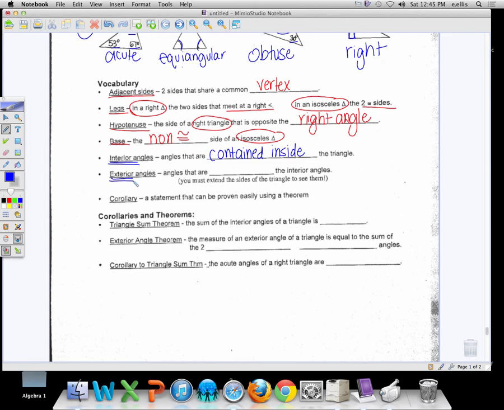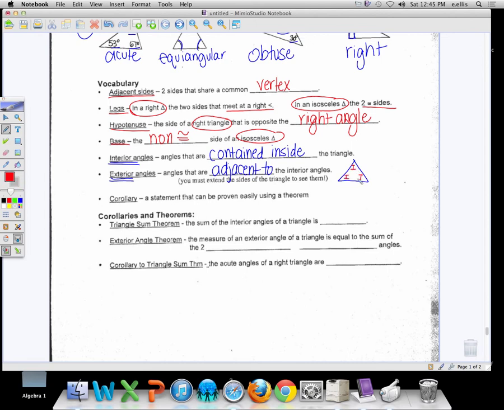Exterior angles are, again, kind of what they sound like, but they are angles that are adjacent to the interior angles. Now, these are a little tricky because you actually have to extend the sides of a triangle to see them. What I mean by that, if I draw a triangle, the ones that are inside, these are interior.